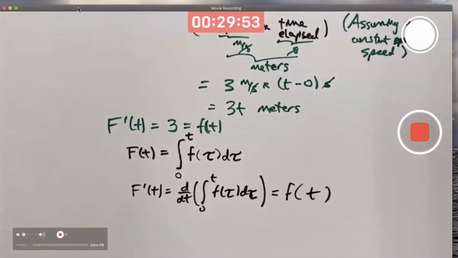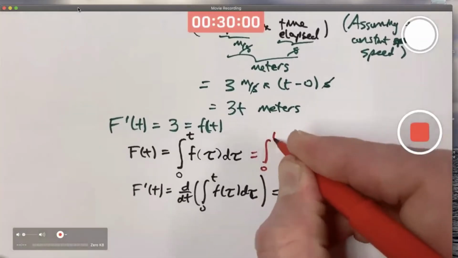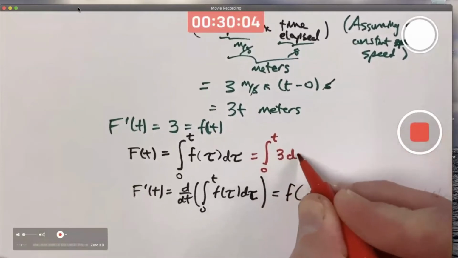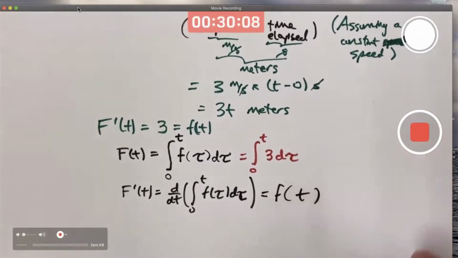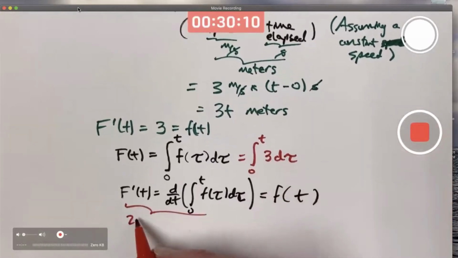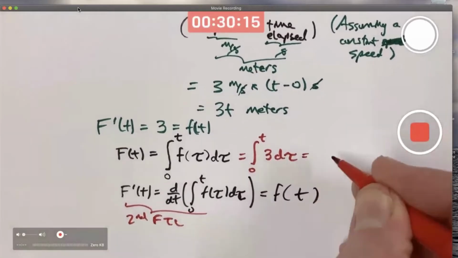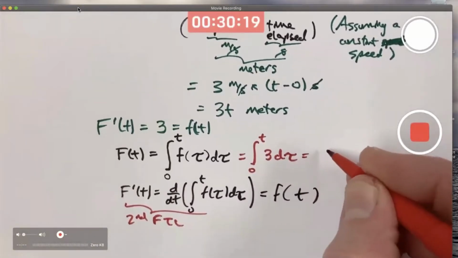And what's another way to emphasize the truth for this example? For this example, I could replace f of tau with what it equals, which is 3, and use the first fundamental theorem of calculus. This thing right here is the second FTC. I'm about to use the first FTC, and you might wonder, is this allowed? Can I use both of them?